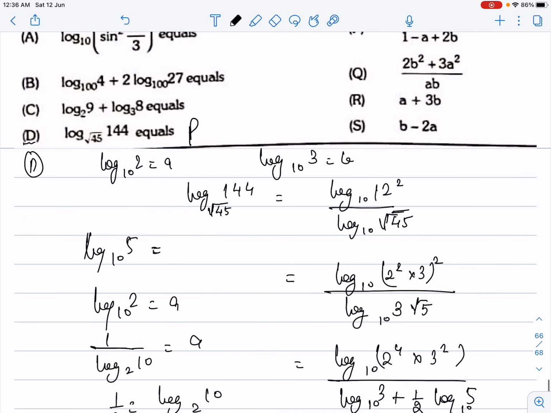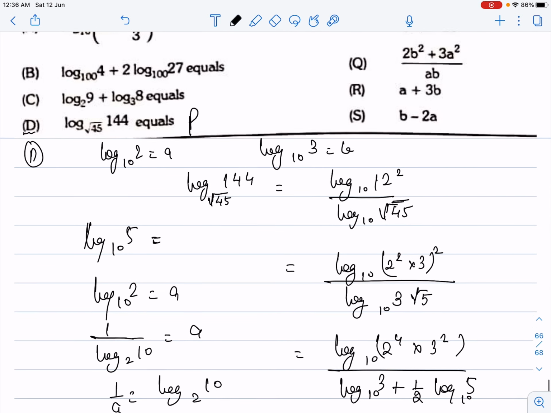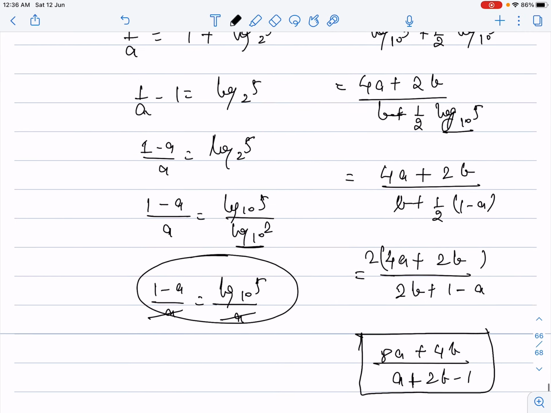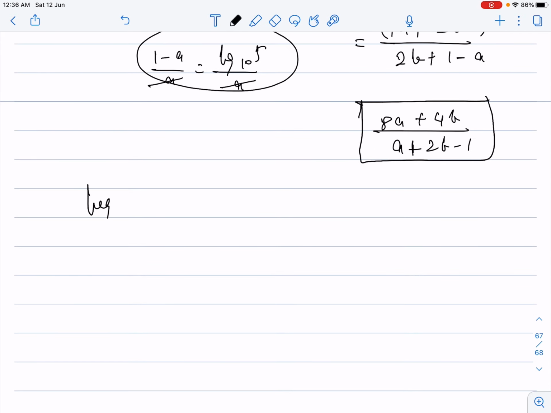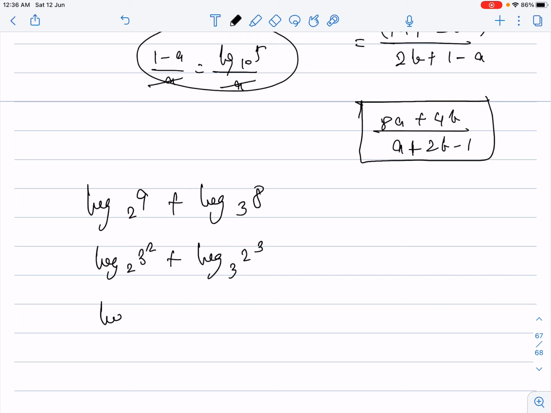Now what is the option C given over here? Log 9 base 2 plus log 8 base 3. So we'll be writing it like log of 3 square base 2 plus log of 2 cube base 3. That means 2 times the log of 3 base 2 plus 3 times the log of 2 base 3.